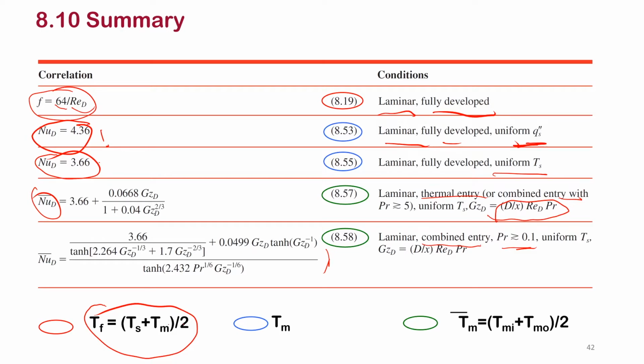So for the laminar flow, for the blue equations, you evaluate the properties at T mean, and the green ones means you evaluate the properties at inlet plus outlet over 2. Okay?